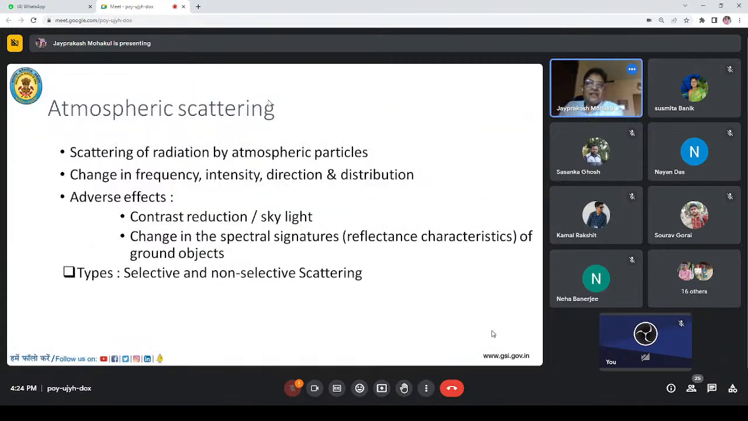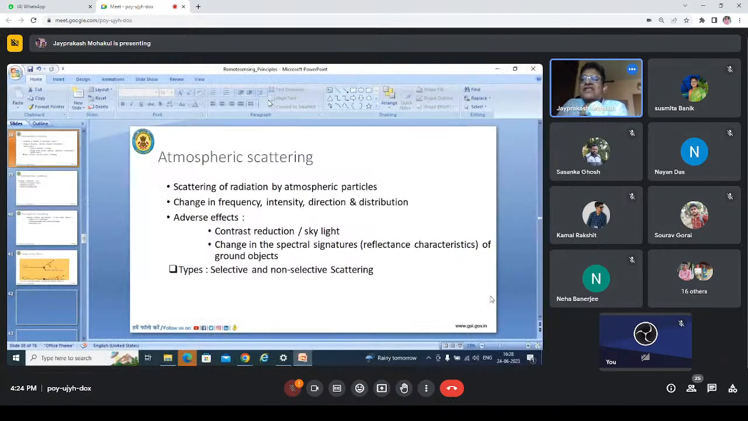Okay. Now with this, if it is understood so far, we'll have a little bit of discussion about what we say scattering.